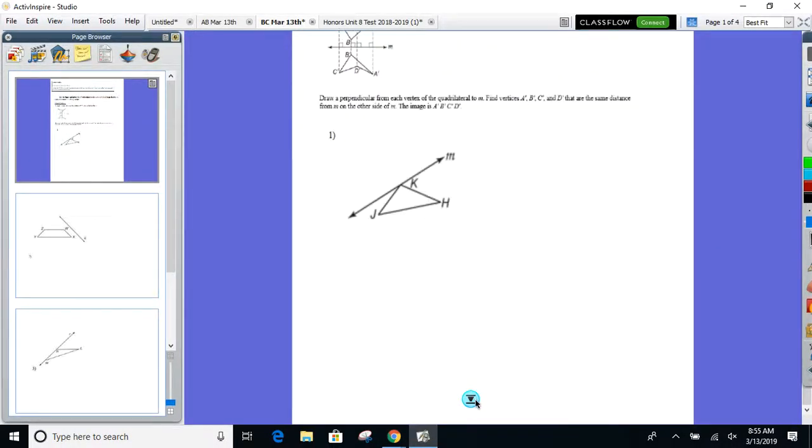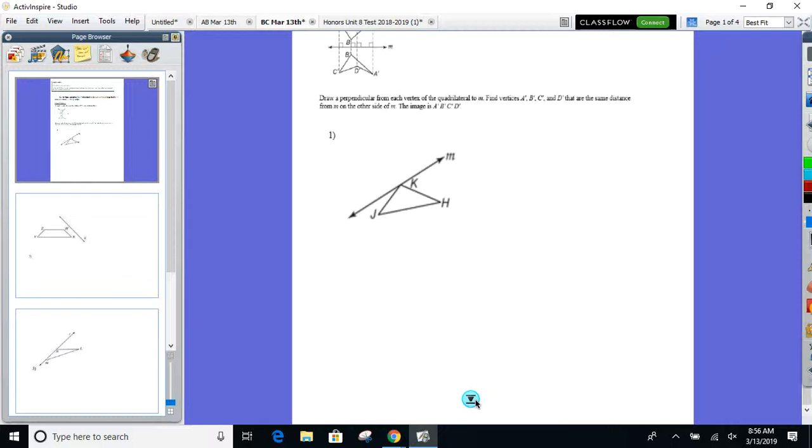All right, so let's look at number 1. Using your compass and straight edge, I am asking you to reflect triangle JKH over line M. Well, good news, there's 3 vertices, but we're only going to have to reflect 2. Why?